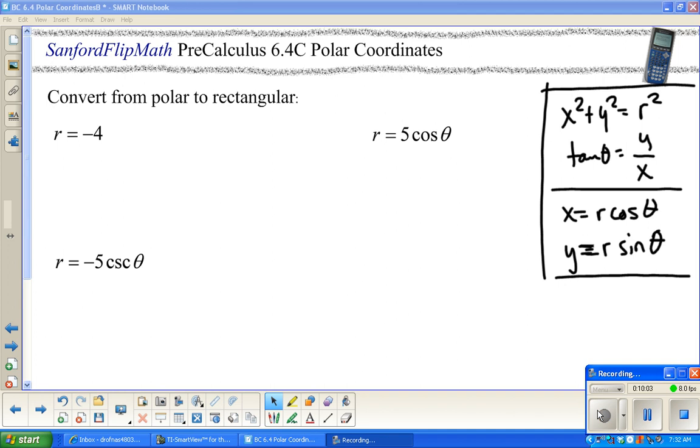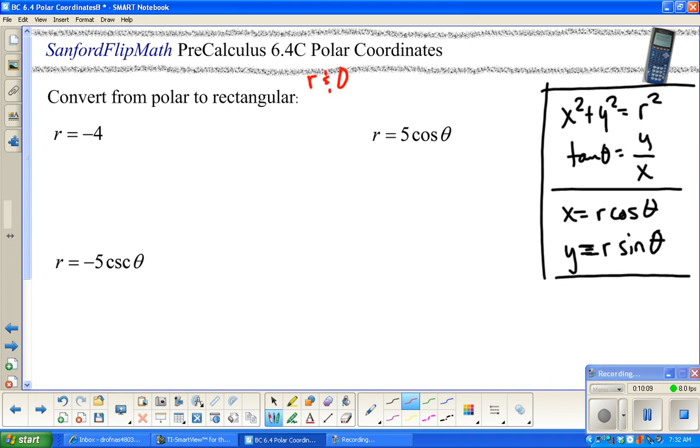Okay, so there they are. And so now we want to get rid of r and theta. We want those to go away. We want x and y. Okay, and I don't know why I started writing y first.